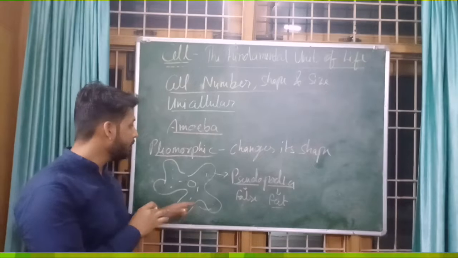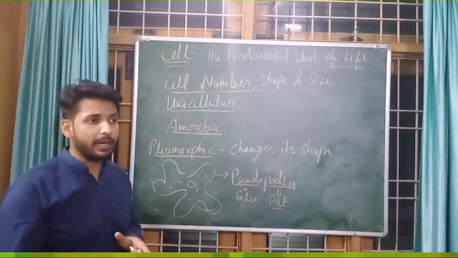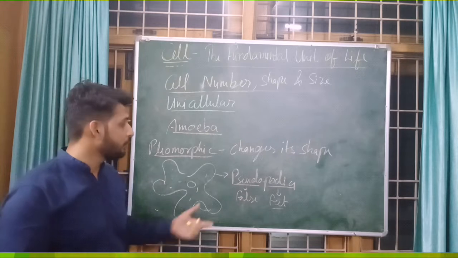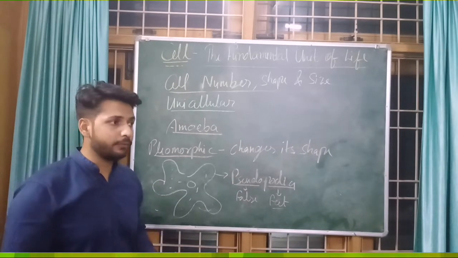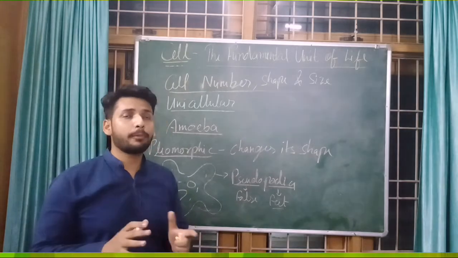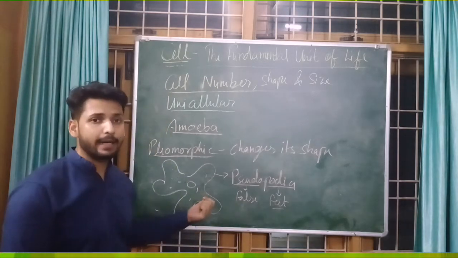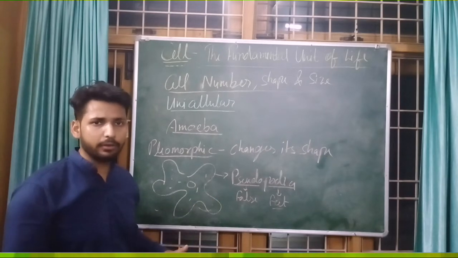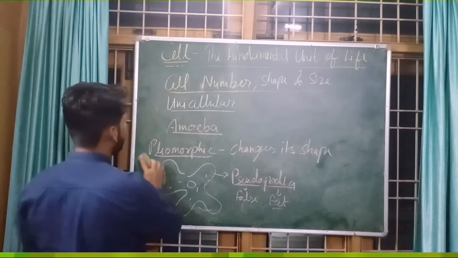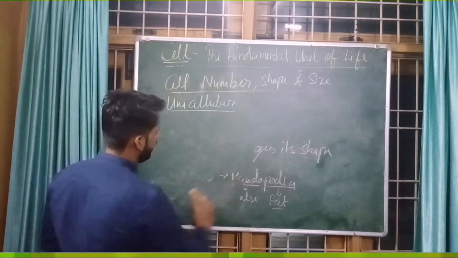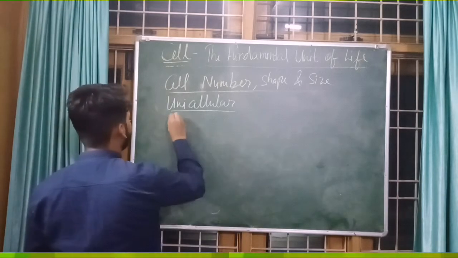So here we can say this is the organism which is found in a marine or pond environment and uses its pseudopodia, false feet, to catch its prey and digest the food. Here all the processes like digestion, ingestion, respiration all take place inside the cell only. Is it clear to you? Got it? Now we are going to study the next example, paramecium.